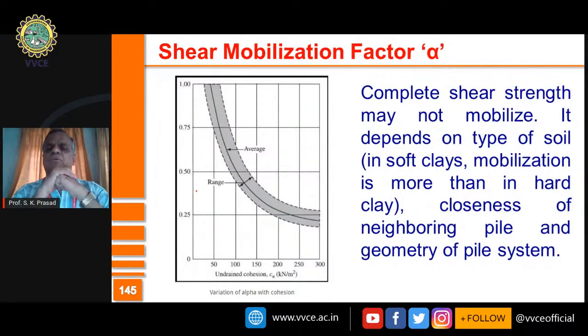Friends, I have also talked about shear mobilization factor. Some people use the symbol M, some people use alpha. Complete shear strength may not be mobilized under all circumstances. So, only a part of it may be mobilized, 30%, 40%, 50%, 60%. It depends upon the type of the soil also, and closeness of the neighboring pile and geometry of the pile system also play an important role for that.